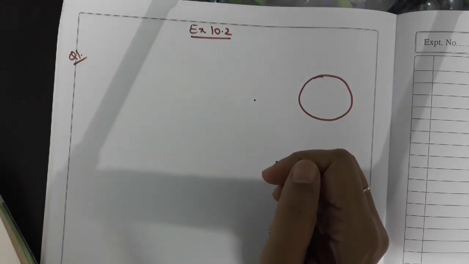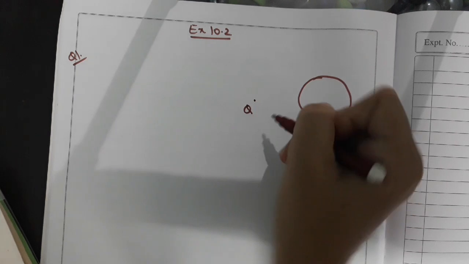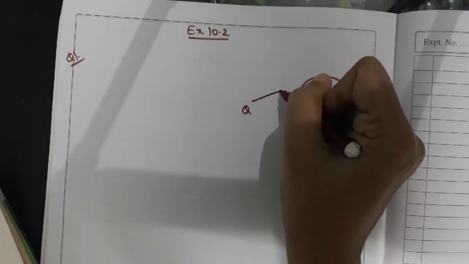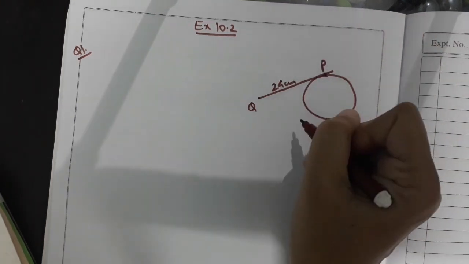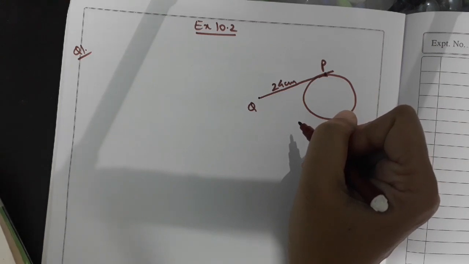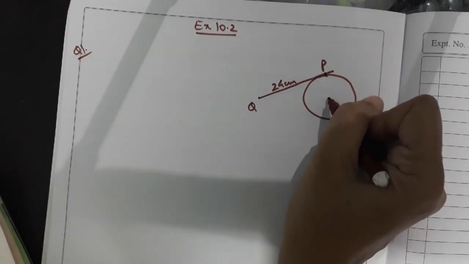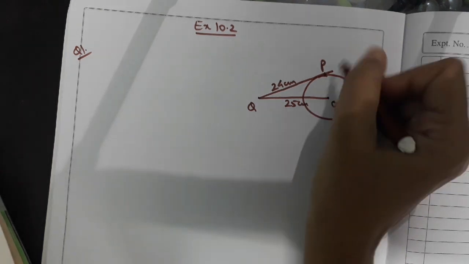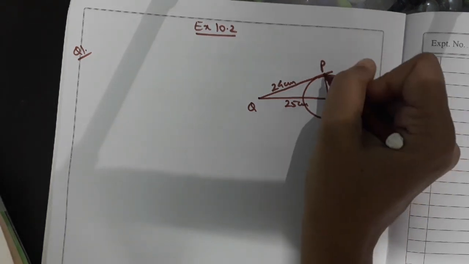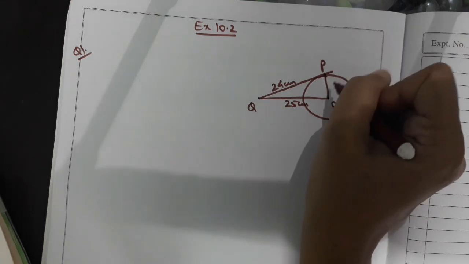The first question says, from a point Q the length of the tangent to a circle is 24 centimeters. So we take a point Q and the length of the tangent from this point Q is given to us as 24 centimeters. Suppose this is the point of contact P. And the distance of Q from the center is 25 centimeters. So this is the center of the circle and this distance is given to us as 25 centimeters. Then they are saying find the radius of the circle. So we have to find out this distance OP.